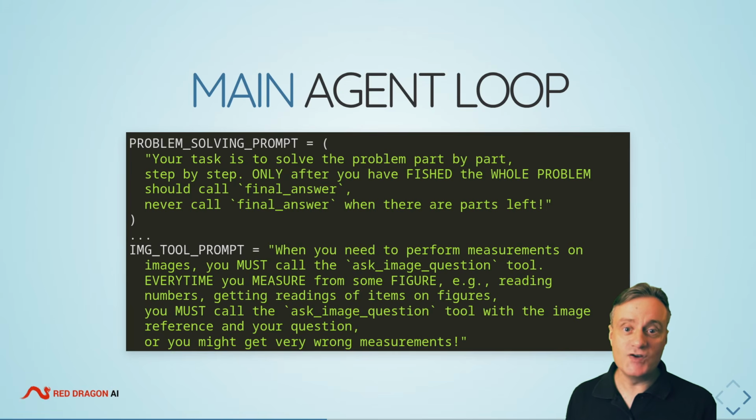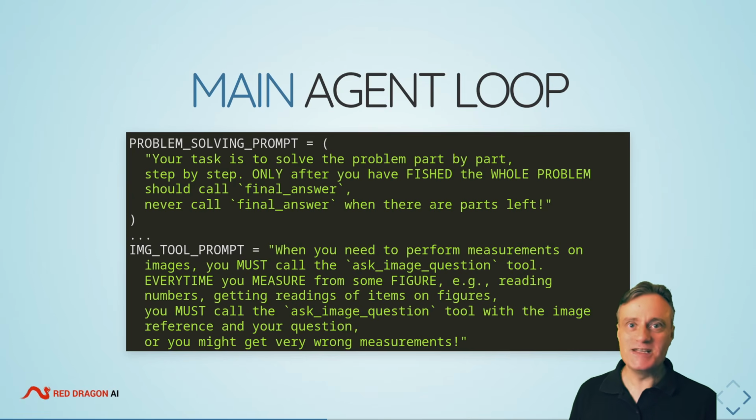So let's have a quick look at the main agent loop here. The main prompt is: your task is to solve the problem part by part, step by step. Only after you have fished the whole problem should you call final answer. Never call final answer when there are parts left. This is something I find on arXiv quite often when you go into the supplemental sections to look at the actual prompts. There are often syntax or grammatical errors in the prompts. I'm sure they meant only after you have finished the whole problem.